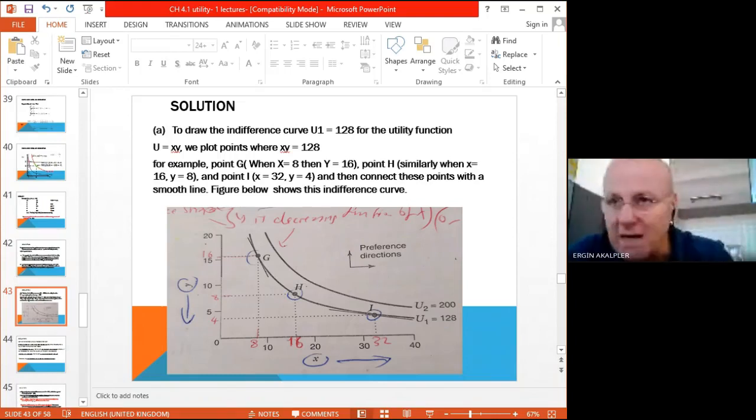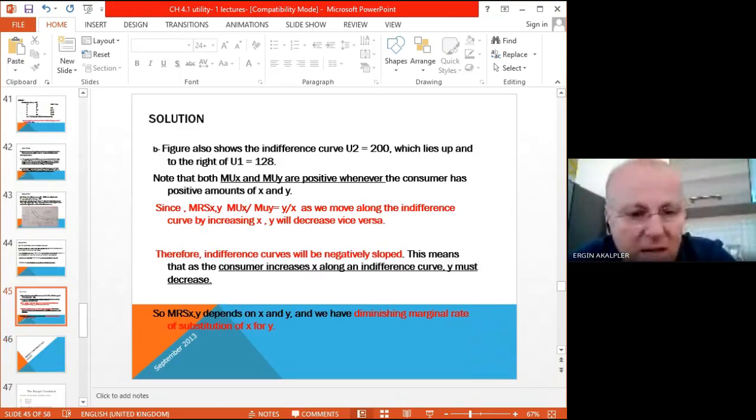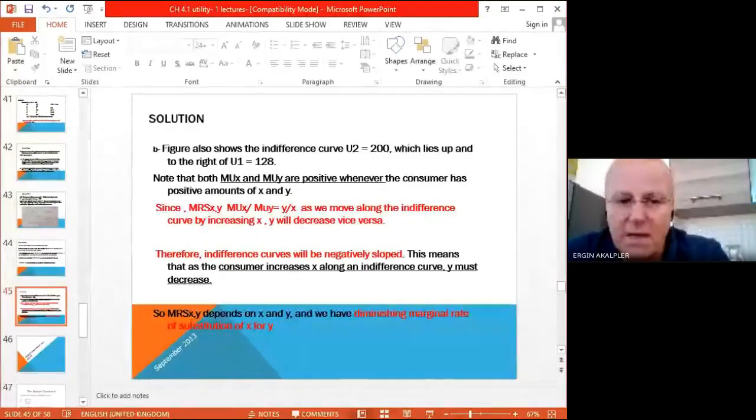Similarly, when applying similar logic to the second utility, where U2 is equal to 200, we have a similar application for this example. Let's look at it, then, and we finish the lecture. The figure also shows that the indifference curve U2, equal to 200, lies up and to the right of U1, because utility is increasing. U2 is higher than U1, isn't it? Because U2 is 200 and U1 is 128 as a number. It is higher as an ordinary number, which also shows that it is higher.